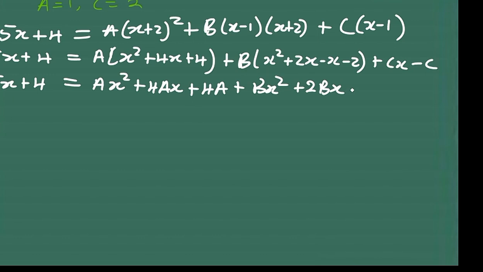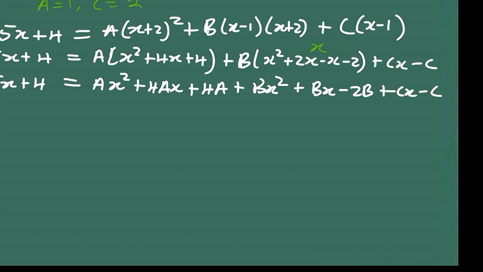2bx minus bx. No, sorry. Here, when you say 2x minus x will give us x. So let's just go ahead and work with that. Okay, so this will be bx squared plus bx minus 2b plus cx minus c.